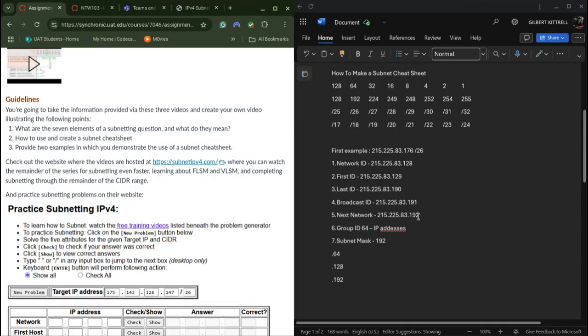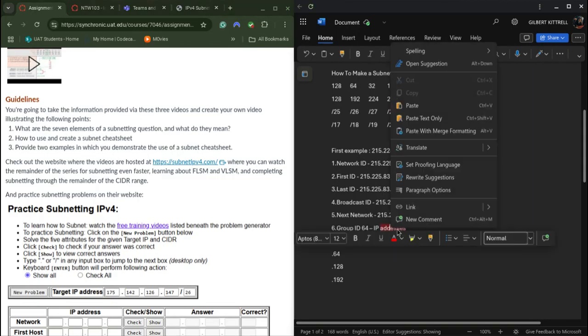And then once you fill that in, to get your first ID, you add 1 to your network ID. And then you subtract 2 from your next network ID to get your last ID. And then you subtract 1 to get your broadcast ID. Right here, 64 is the group that we're in. So it's showing that we have 64 IP addresses.